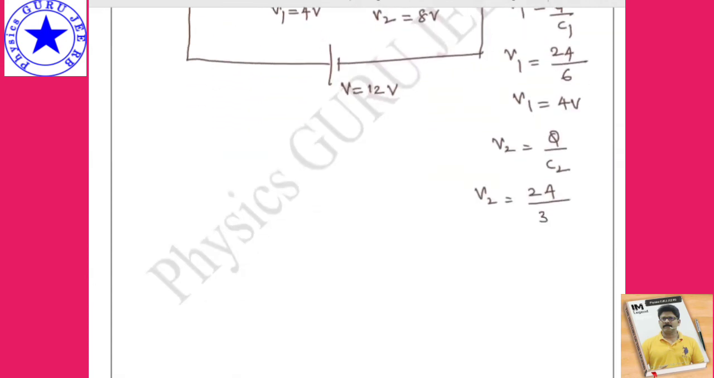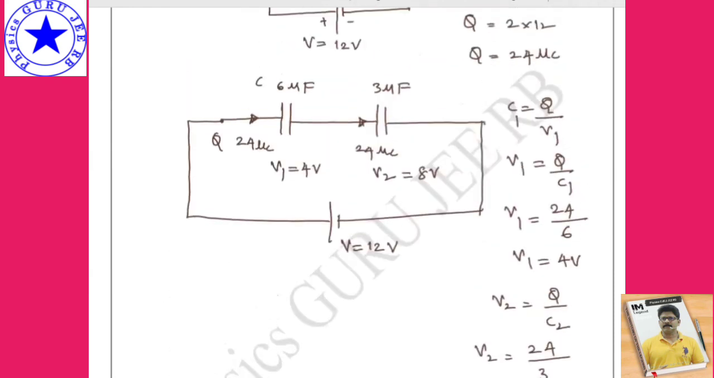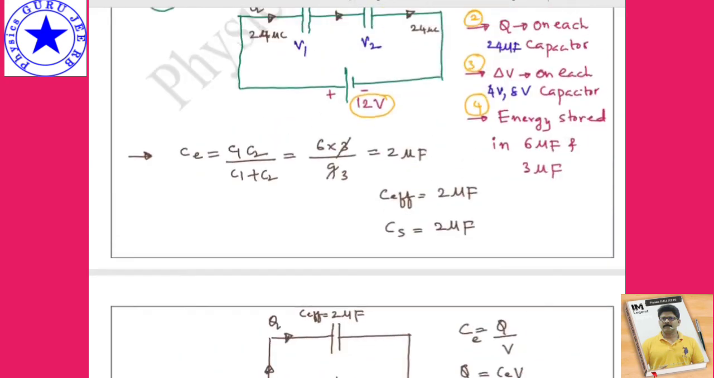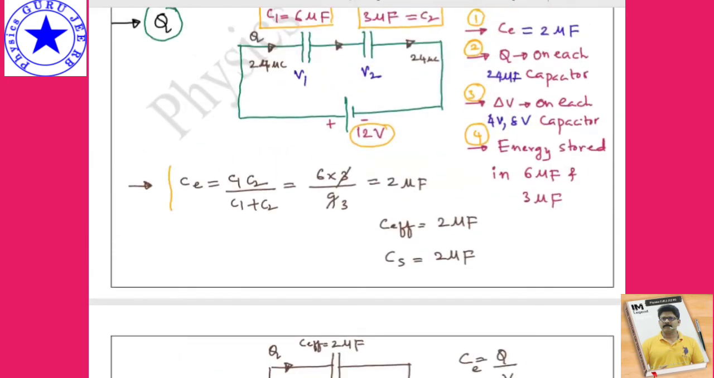V2 is nothing but 8 volts. Is it clear, all of you? Yes, no? Tell me. See, in the first case, what we did: the effective capacitance, C effective, is C1 plus C2.